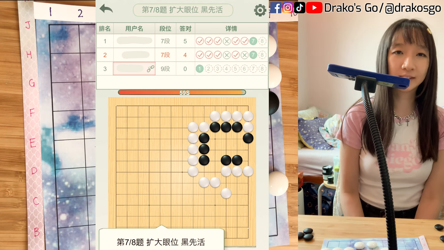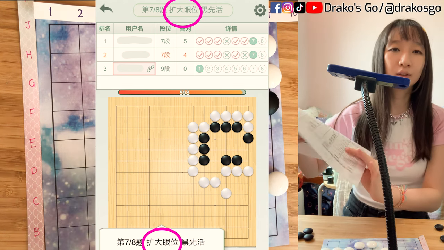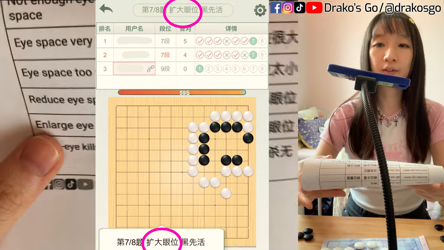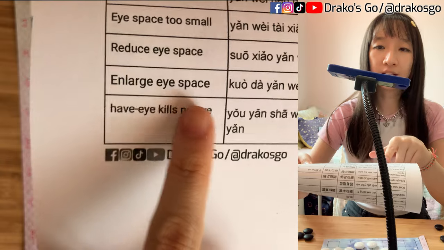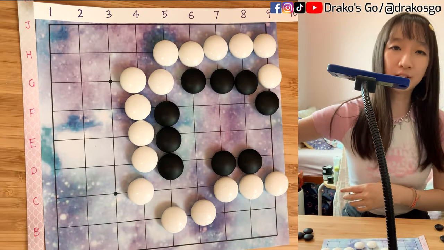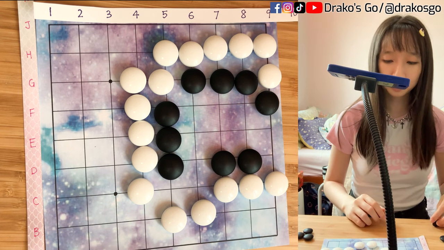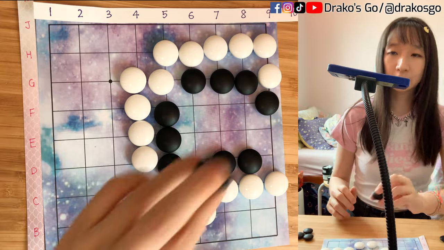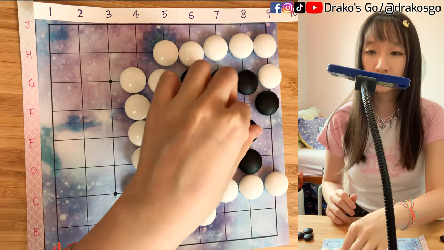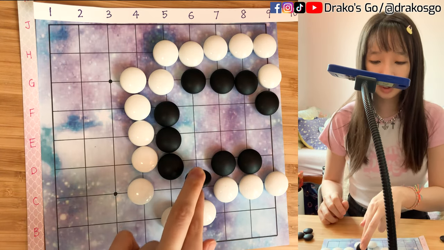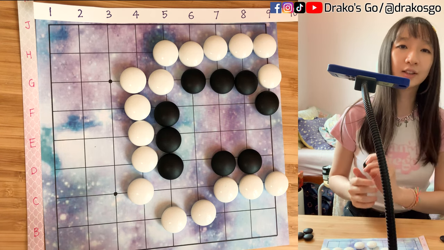Okay, and now let's discuss the answer. If you see here, these four words are the words that we also just learned. 扩大眼位 over here. 扩大眼位, enlarge the eye space. So if you already know this term, you also have an advantage because you know that the answer to this question will be to make your eye space bigger, and so you can already rule out maybe like this or this or this. The answer will most likely be either here or here, because it will be to enlarge your eye space. So now let's look at the answer.